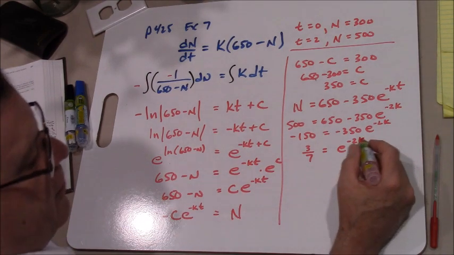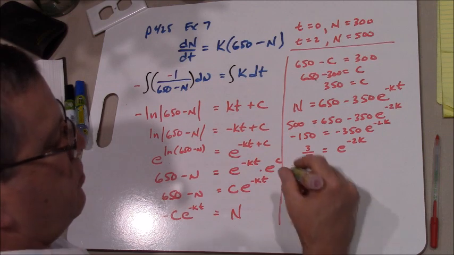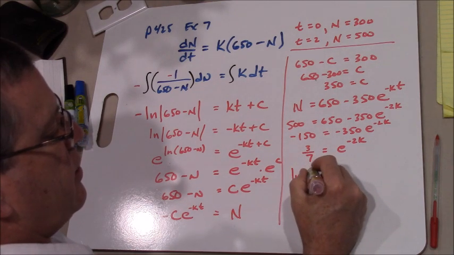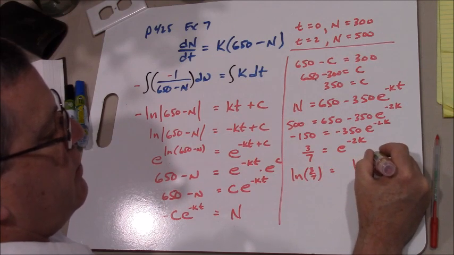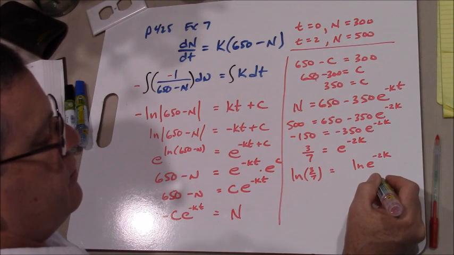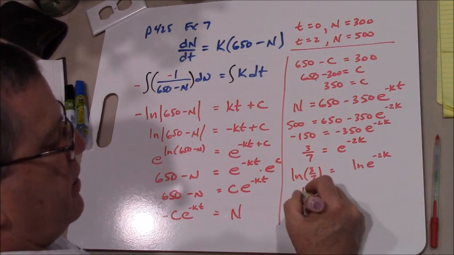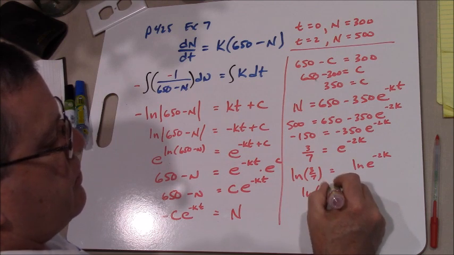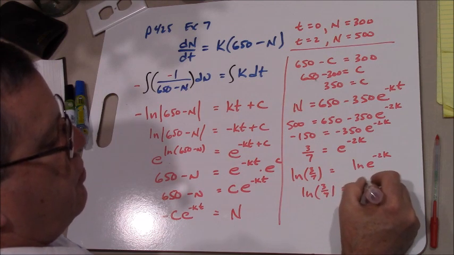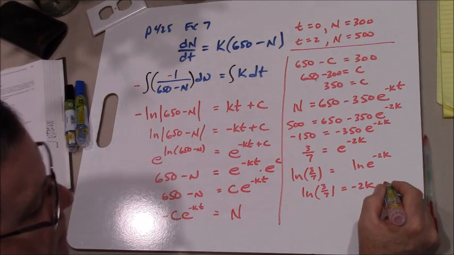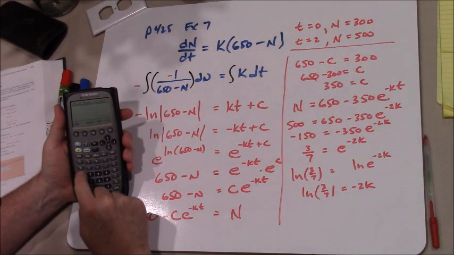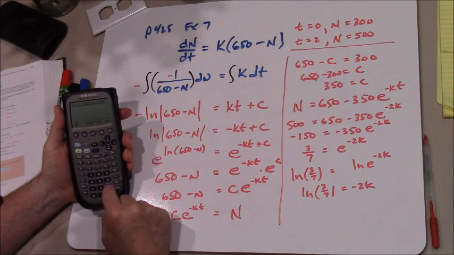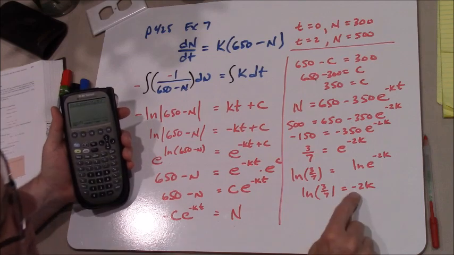So we're trying to solve for a variable that's in the exponent, so that means I want to take the natural log of both sides. So the natural log of 3/7 equals natural log of e raised to the negative 2k. So I'll bring that negative 2k down in front, and I get natural log of 3/7 equals a negative 2k, and then natural log of e is just 1. So to solve for k, I just have to divide by negative 2. All right, so I got natural log of 3/7, 3 divided by 7, divided by a negative 2.